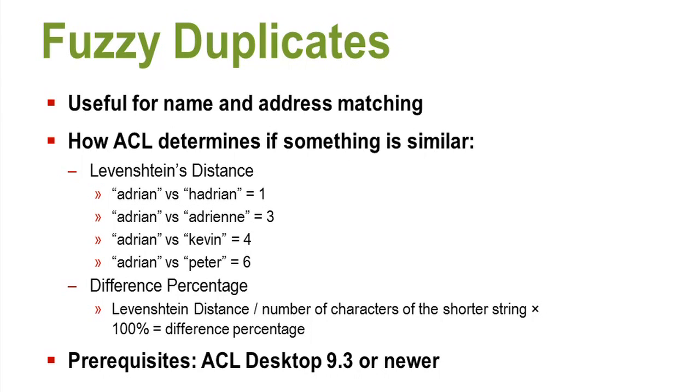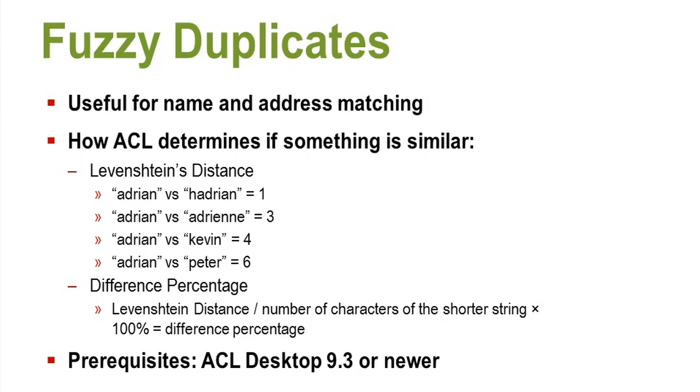And then the other parameter that's important when doing fuzzy duplicate analysis is something called difference percentage. The way ACL calculates this is it takes the Levenshtein distance, which we just talked about, and divides it by the number of characters in the shorter string, and multiplies it by 100% to give you a percentage. We'll see how that works a little later on. And fuzzy duplicates, as Adrian already mentioned, is available in ACL Desktop 9.3 or higher.